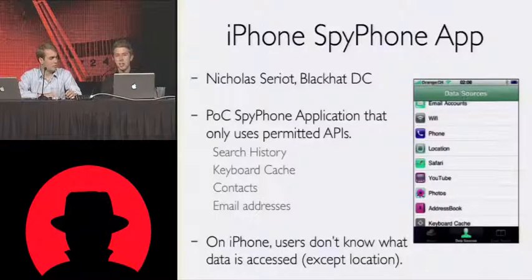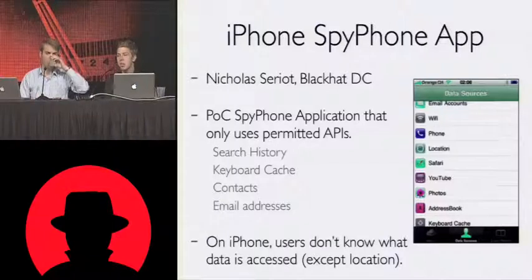So, an aside: there was a great talk at Blackhat DC this year. There was a proof of concept spy phone application that only used permitted APIs, and they accessed a whole bunch of data on the iPhone. I don't think Nicholas tried to get this in the iPhone App Store, but I think it's really interesting. It opened a lot of people's eyes, myself included, as to all of the things that are just right there for an application to take. On iPhone, users don't know all of the granular permissions. The exception is location and push. But generally speaking, for all of the stuff he did, there's no user notification at all.